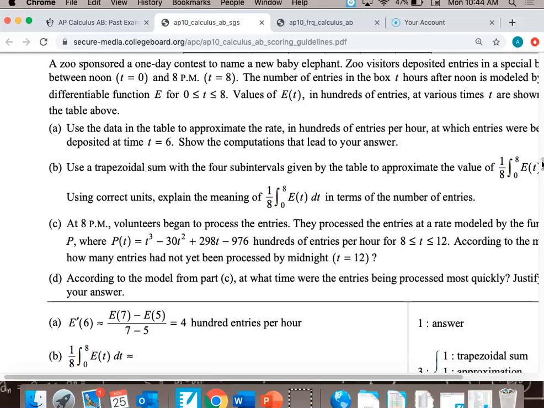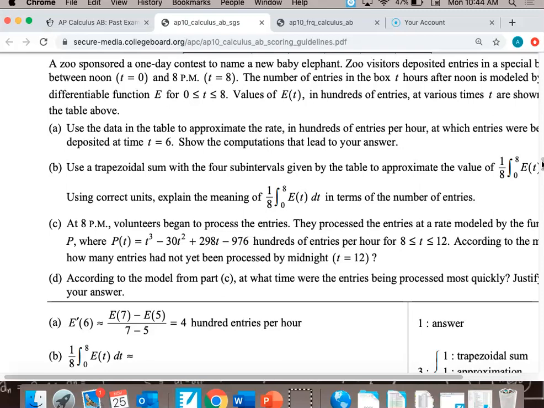You do not have to integrate by hand, nor should you integrate by hand when you're holding a calculator. So that integral equals 16, but remember it's in hundreds, right? So from 8 p.m. to 12 p.m., they processed 1,600 entries. The question was, how many entries are left?